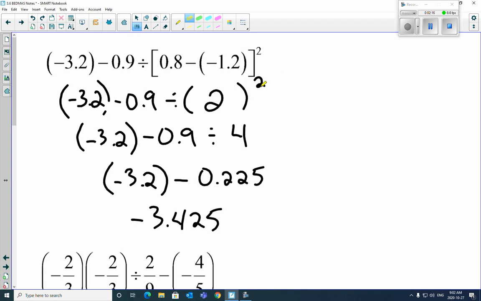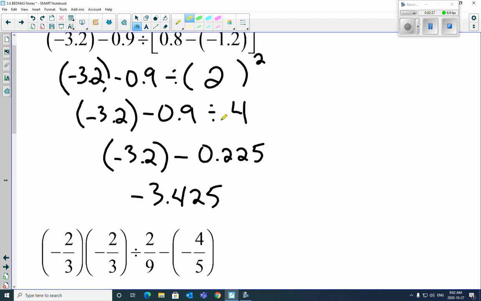Okay? Well, now we have a subtraction and a division. What do we do next? We've got to do the exponent, right, according to BEDMAS. So negative 3.2 subtract 0.9 divided by 4, right, because 2 squared is 4. Okay, now we have a subtraction and division. So we're going to do the division first. Negative 3.2 subtract 0.225. And then we have subtraction. We can finally do the end result.